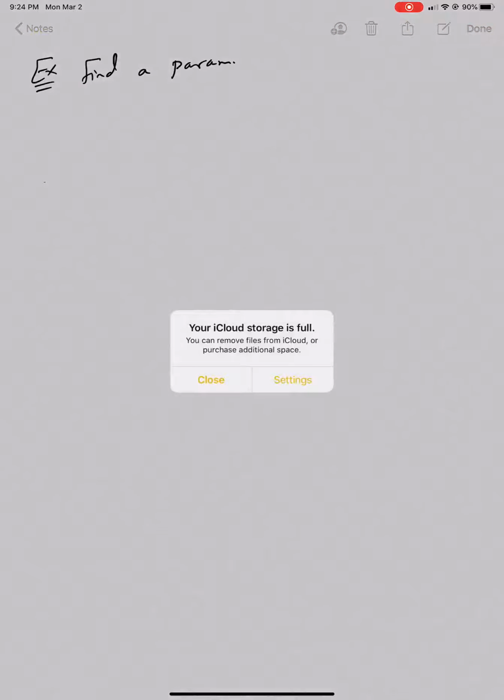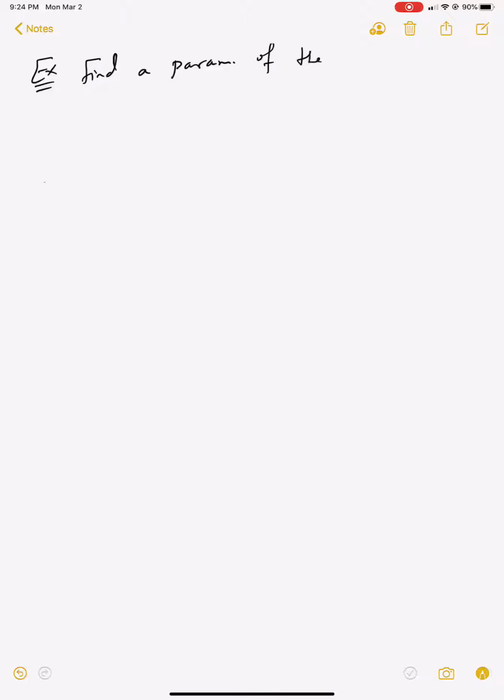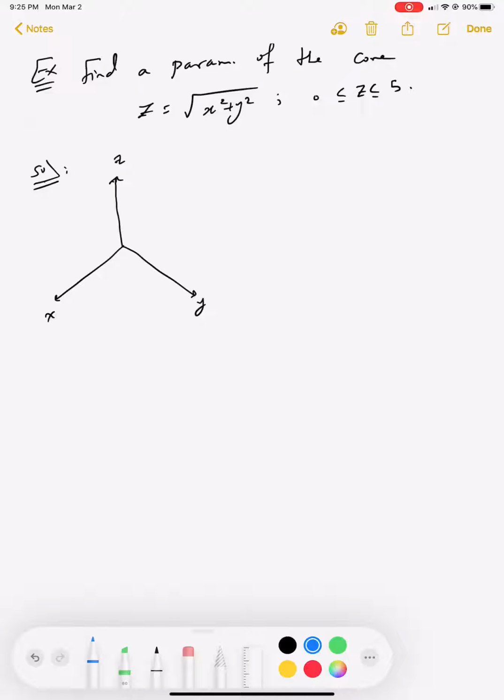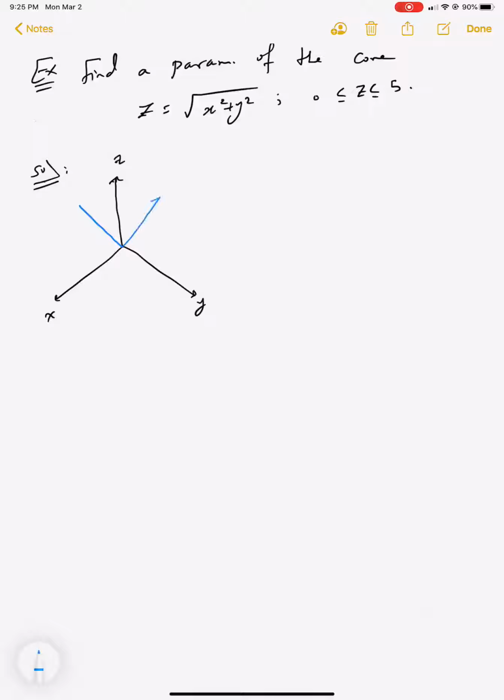Okay, so let's continue with the surface parameterization, and let's find a parameterization of the cone z equals the square root of x squared plus y squared, where z is between 0 and 5. So what is my surface in this example? This equation is exactly this cone. It's the upward cone of height 5. So here on the z-axis we have 5, and this is my cone.